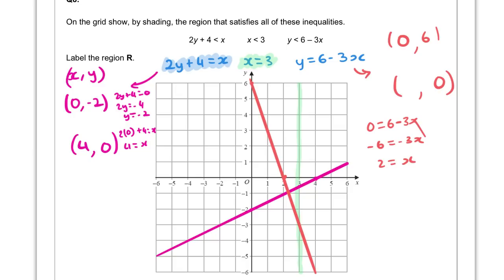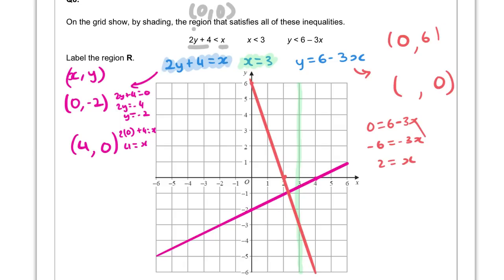Okay, so now we've drawn the lines, we need to colour in what we want. So we want to know, when is 2y plus 4 less than x? So this line is our pink line. When is this less than x? Now, again, you can plug in a number. So let's try 0, 0. I always like to plug in 0, 0.